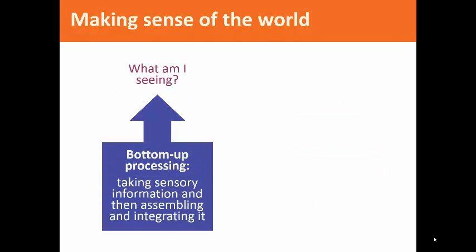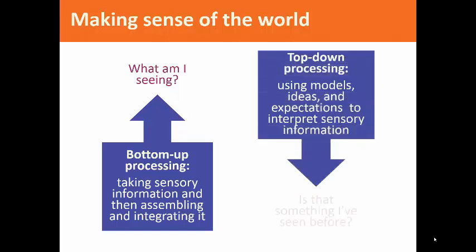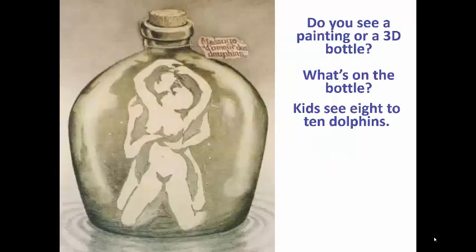There are two ways of processing information. The first is bottom-up processing. It takes sensory information and then assembles and integrates it. So you get this information, you put it together in the brain, and the brain figures out, what am I seeing? Top-down processing uses models, ideas, and expectations to interpret sensory information. For example, if you are looking at something and you're expecting it to be soft, and it looks fuzzy, and then you go touch it, you're comparing it to your previous thoughts. Is this something I've seen before?